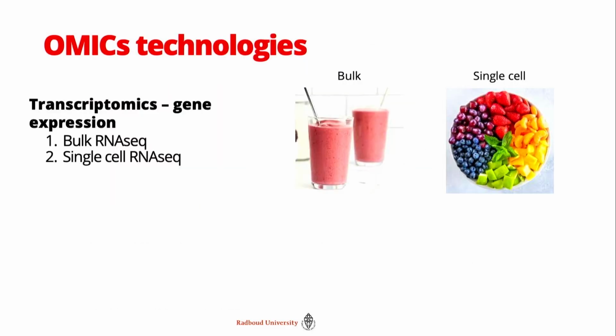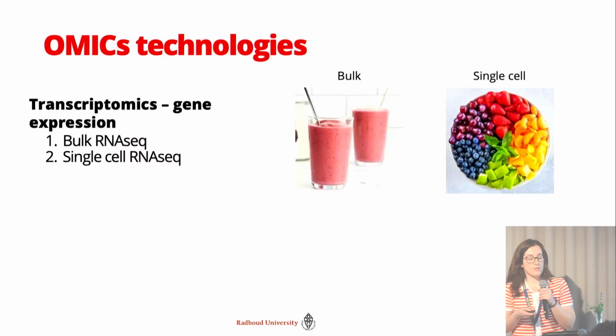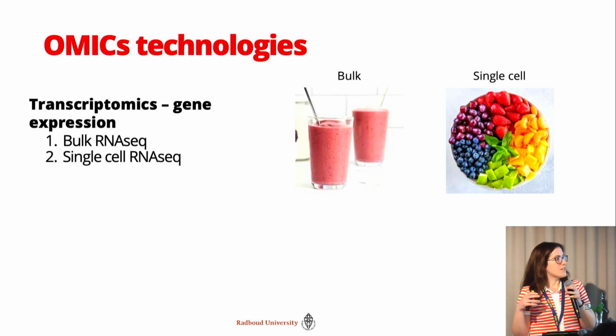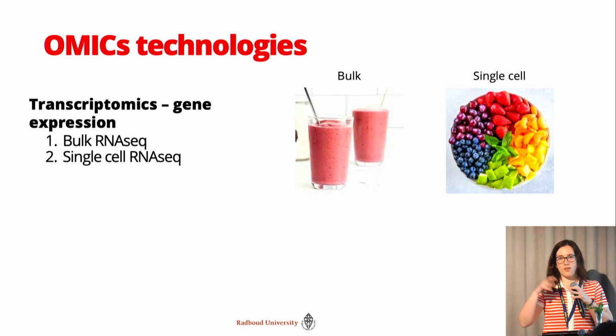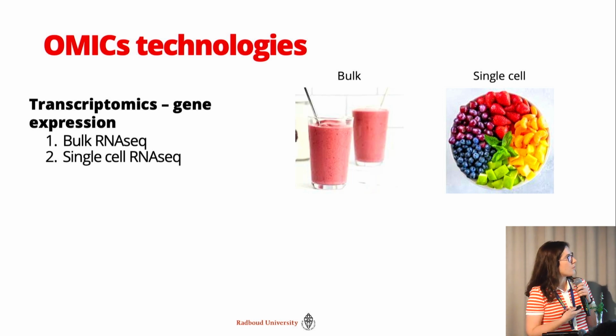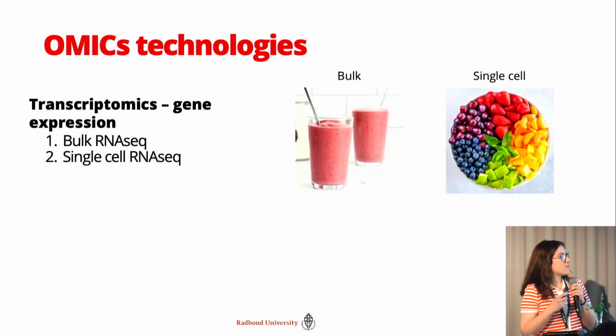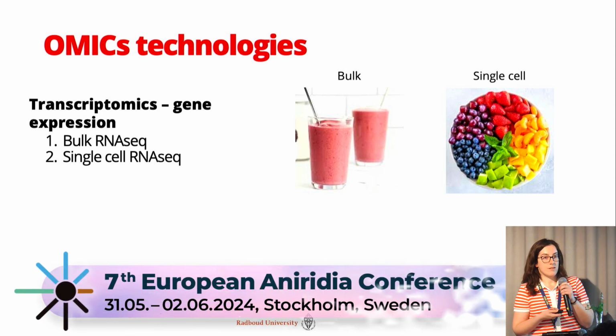Okay, so what are omics technologies? Omics are these very recent high-throughput technologies that allow us to study the cells as a whole. So for example, in transcriptomics, where we look at gene expression, we don't just look at one gene expression, we can really study all the genes that are in these cells. And for this, there's two major techniques. One is called bulk RNA-seq or single-cell RNA-seq.